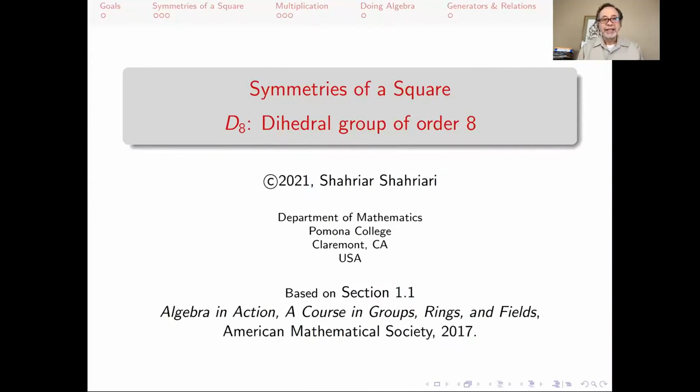The topic of this lecture is symmetries of a square, and as such, this will provide our first example of a finite group, the dihedral group of order 8, a group that we will use quite often in terms of creating examples and counterexamples for group theory.